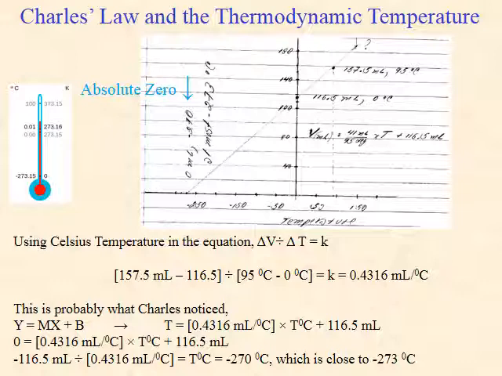Charles must have measured the temperature using the Celsius scale. The change in volume divided by the change in temperature is the slope of a straight line equation, and its value is the compression or expansion factor of the gas sample. If we substitute the data for the variables in the equation, y equals mx plus b, where y is equal to the volume of the gas, and solve for the temperature when the volume goes to 0, then we get a value that is very close to minus 273 Celsius.